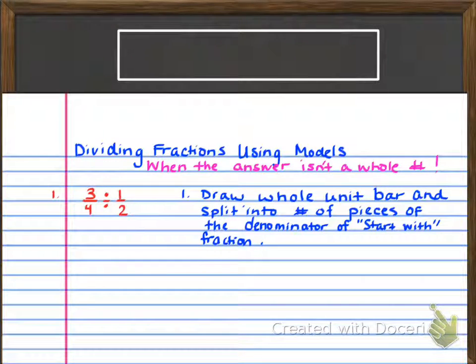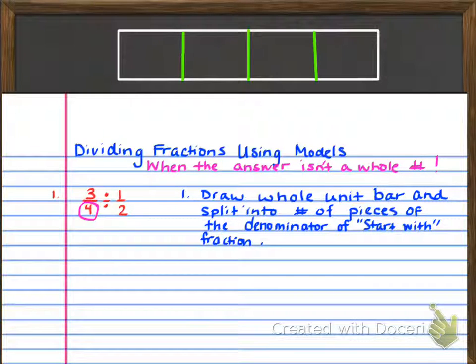All right, so as you can see, I wrote for step 1 that you're going to draw the whole unit bar, which I've already done here, and then you're going to split it into the number of pieces of the denominator of the start with fraction. I called it the start with fraction because it's the one that we start with, and if you're working on a word problem, that's the fraction that you found that has, have, had, is, or started with. And those were some of the key words that I told you to look for. So we're looking at this 4 right here, and that's why we're going to separate this bar into fourths.